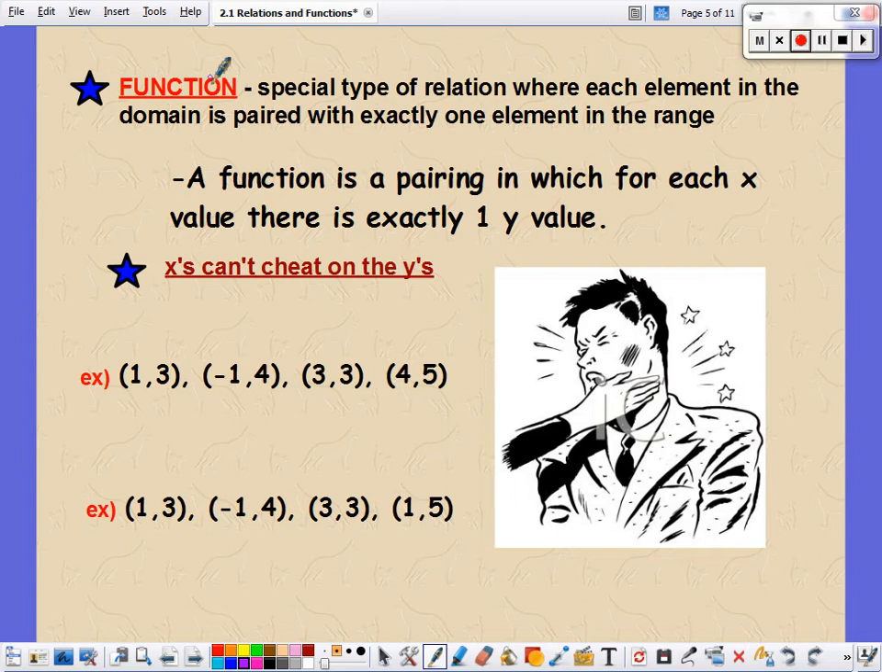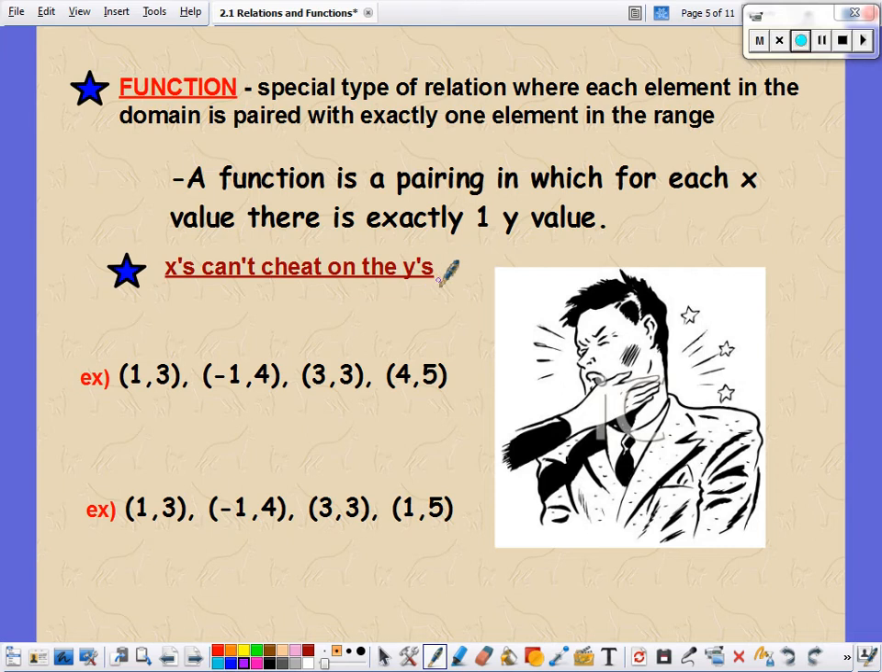Well, what it means is that every x in the domain, each element in the domain, is only paired with exactly one y. That's the element in the range. A great way of remembering this, it's not a formal definition, but it's a good way of remembering, is that the x's can't cheat on the y's.